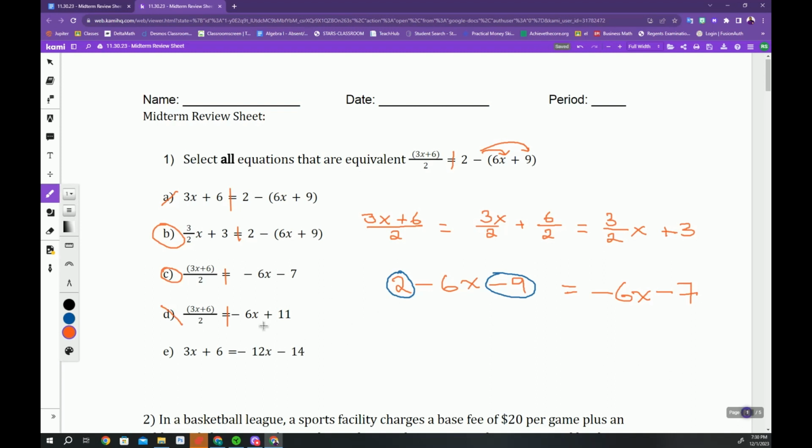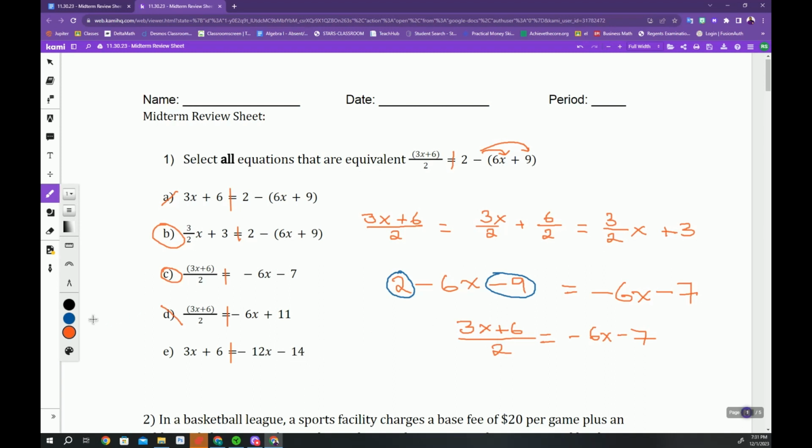Now, let's take a look at equation E. If I simplify this, we have the simplified version of the right side, negative 6x minus 7. And on the original equation, I have (3x + 6) over 2. If I look at this equation, how does the left differ? On the left side, the dividing by 2 is missing. And on the right side, the whole expression is different. We have negative 12x minus 14. So how did this become this?